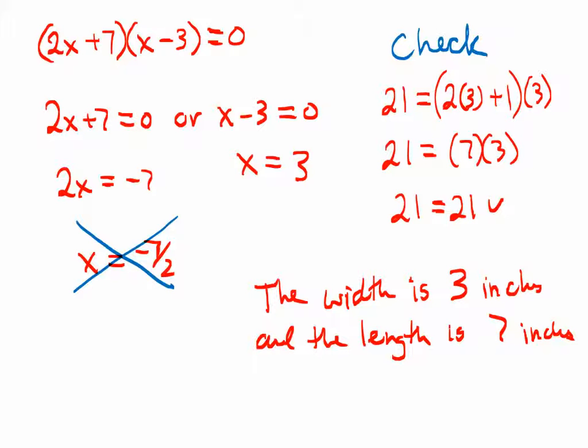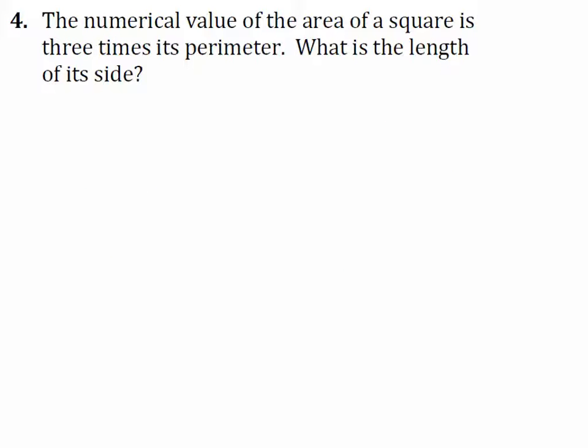Okay, good there. Let's jump to the next one here, number 4. And I want to see if you guys can try it yourself here. Go for it. So the numerical value of the area of a square is 3 times its perimeter. What is the length of it? I'm going to just stop, just see how far you guys can get here. Give you a few minutes or so, just trying it yourself.